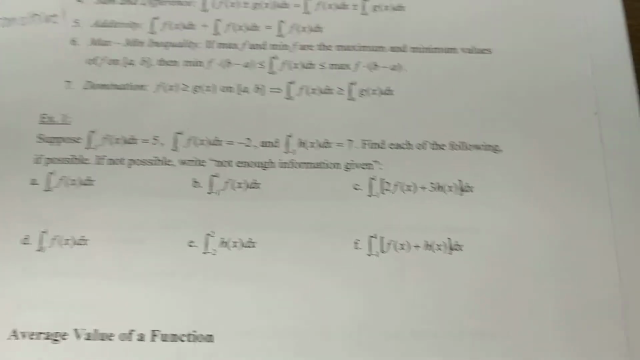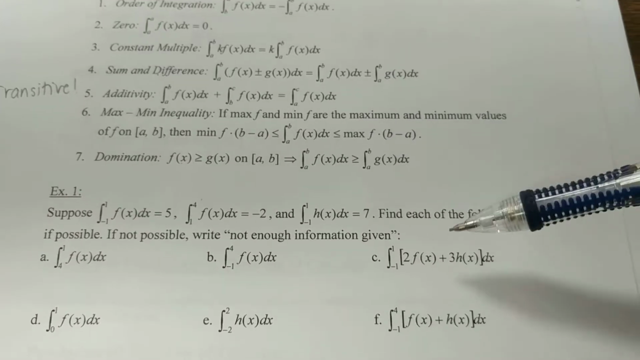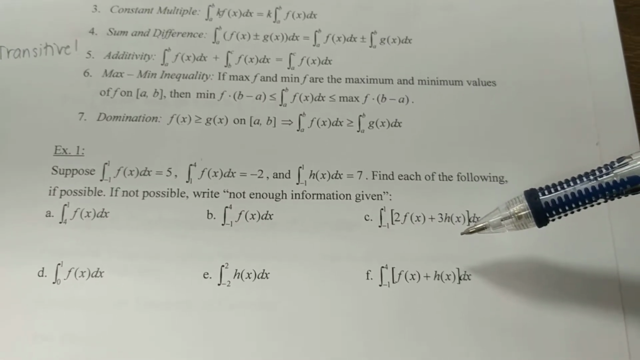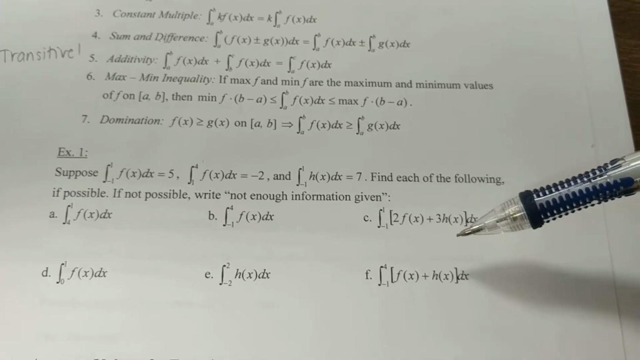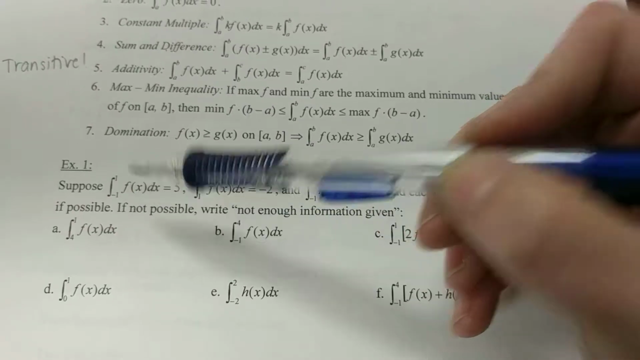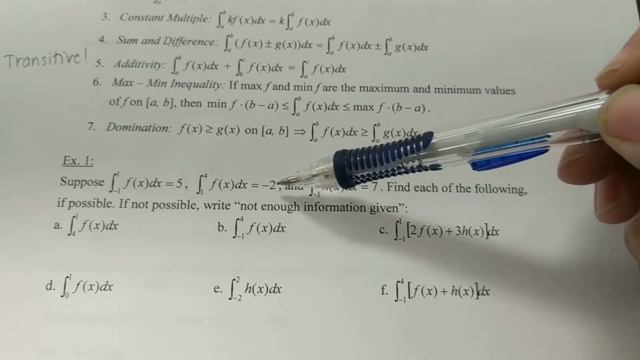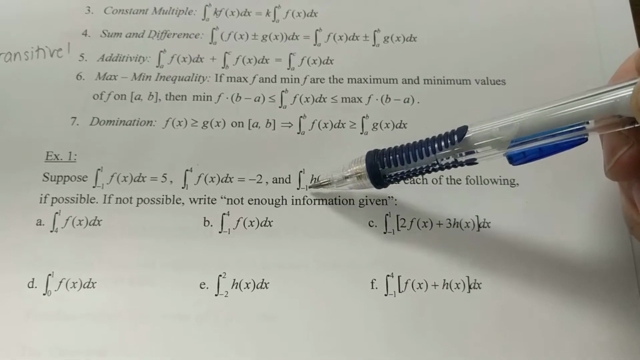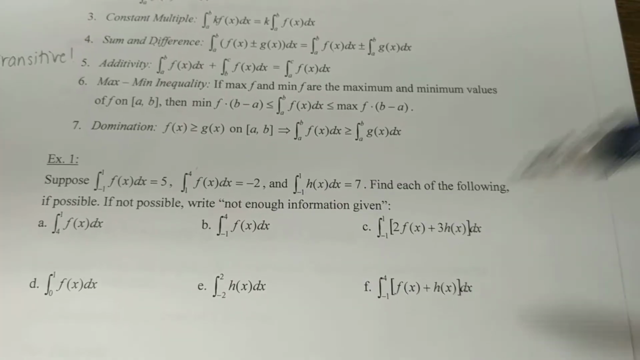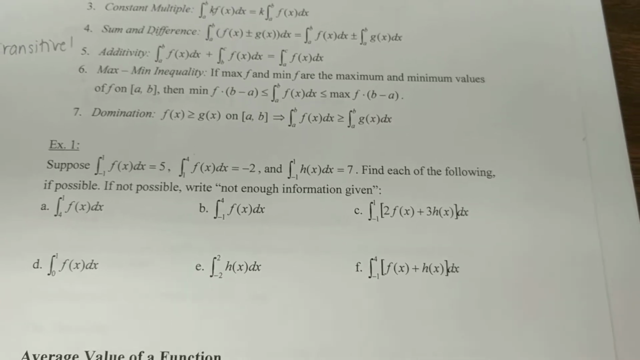In example 1, we're going to use the functions up here. We're going to use all these rules and try to determine if these are possible to do. I'm going to tell you there are a few of them that do not have enough information given, but they've told you that the area from -1 to 1 of f of x is 5, the area from 1 to 4 of f of x is -2, and the area from -1 to 1 of h of x is 7. They want you to find these. If there's not enough information given, just write not enough information.